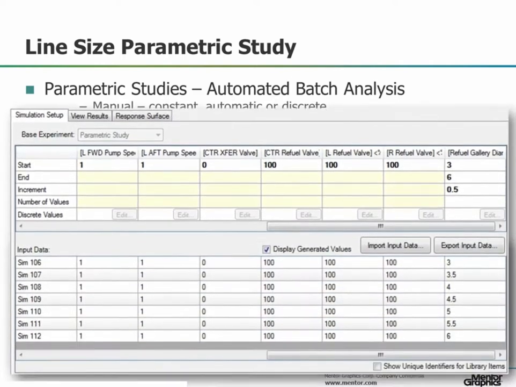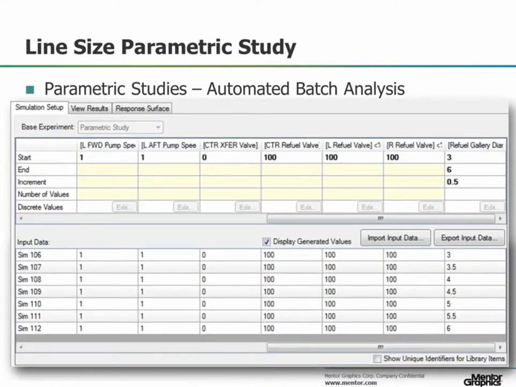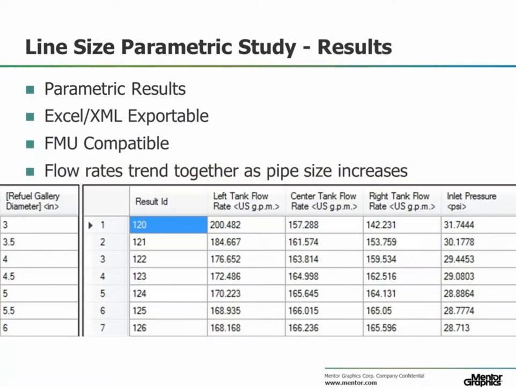Once you've defined your study, you can see the experimental batch analysis that Flowmaster will run. And after running, you can see the results. These results are exportable to both XML or Microsoft Excel and can even be used to create a functional mockup, which is an embedded lookup table of results for use in a different analysis tool like MATLAB Simulink.